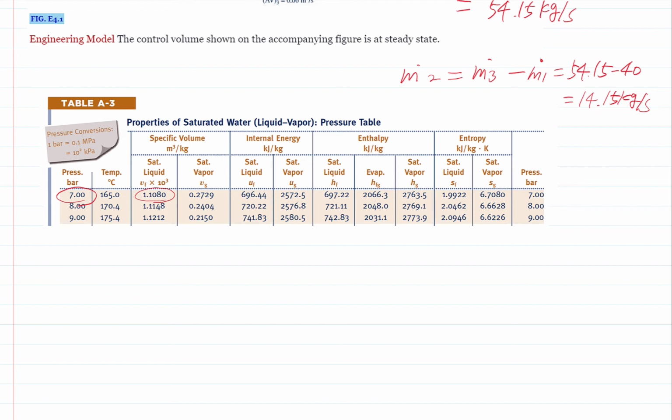And we need to determine the velocity at inlet 2. The mass flow rate is volumetric flow rate divided by the specific volume. So we can solve it for the velocity at inlet 2.